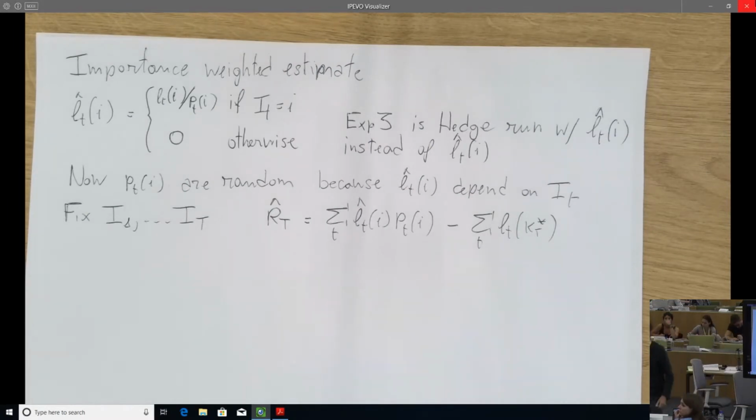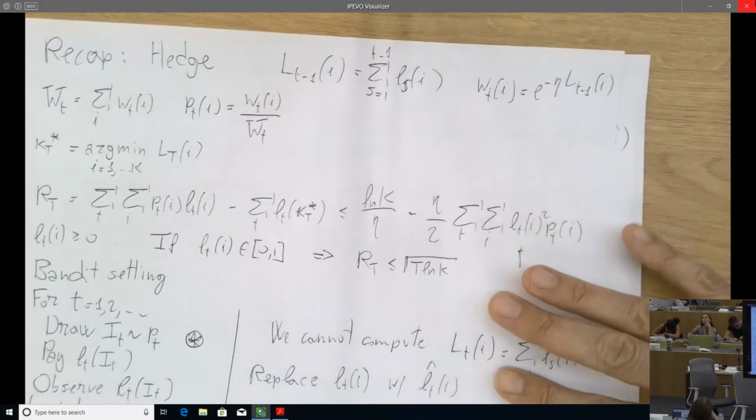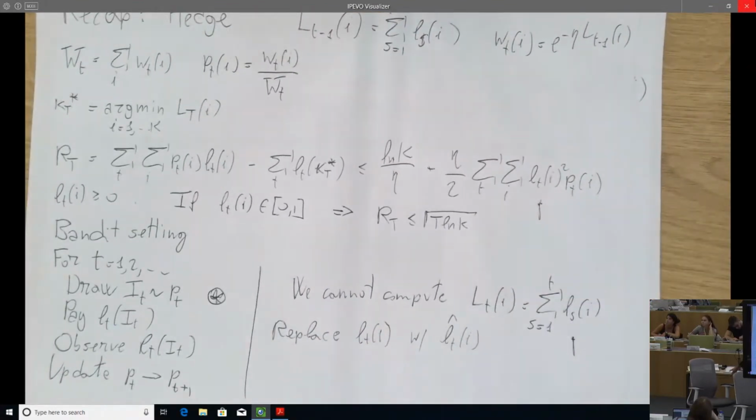Can you repeat the problem statement one more time? I just lost track a little bit. Can you repeat what is the problem we're solving? This is the problem, it's a bandit problem. We want to bound regret when we don't observe the entire loss vector at every time step as we did yesterday, but we only observe the component of the loss vector that corresponds to our own play.